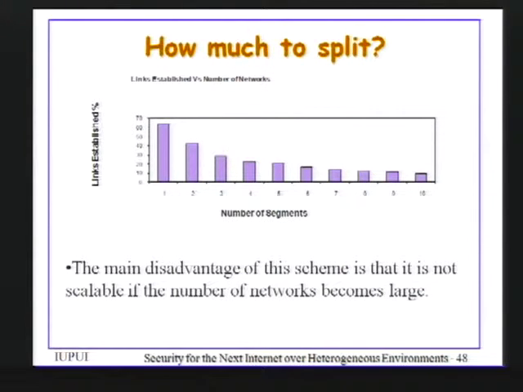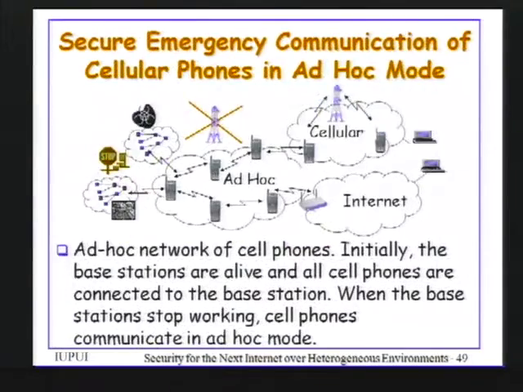And as I said, the segmented key pool is not very scalable, because as you see, if you have a lot of sensor networks and you have to have a segment for each one, the link establishment percentage goes down, so it's not very scalable compared to the other one. So basically, there are trade-offs between both schemes depending on the application you need.